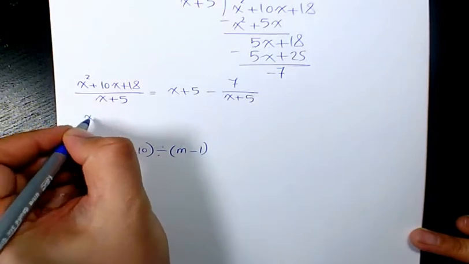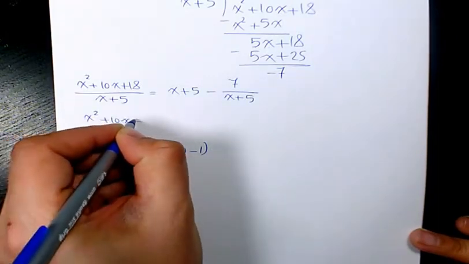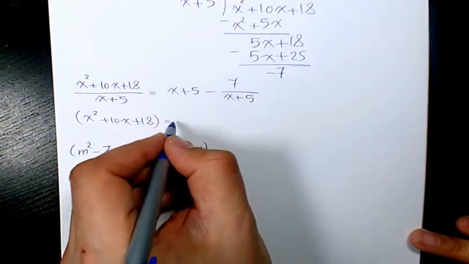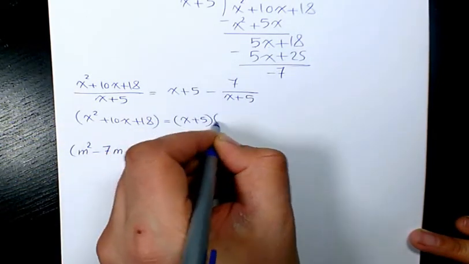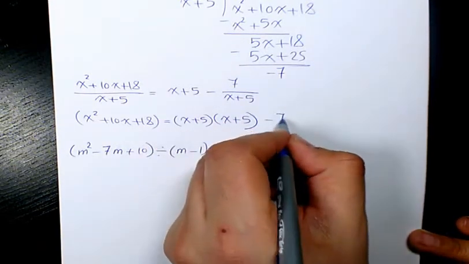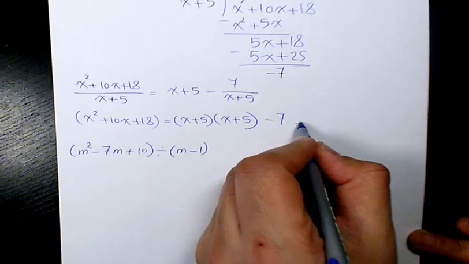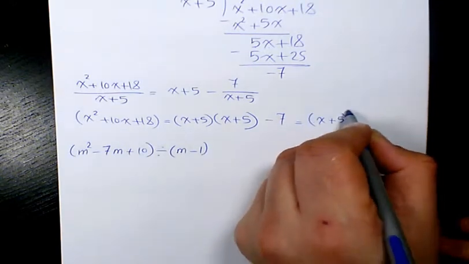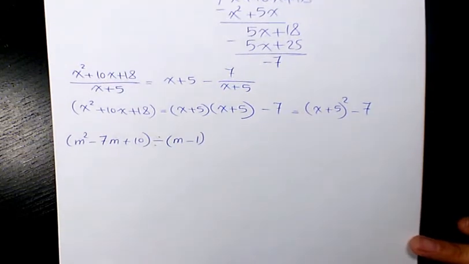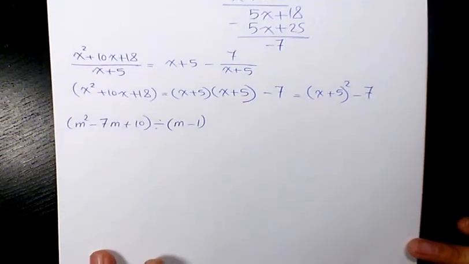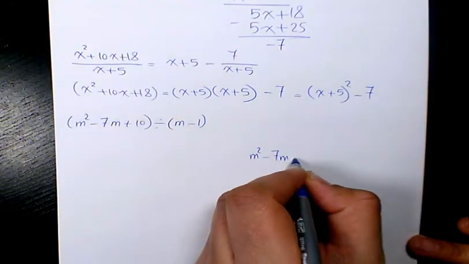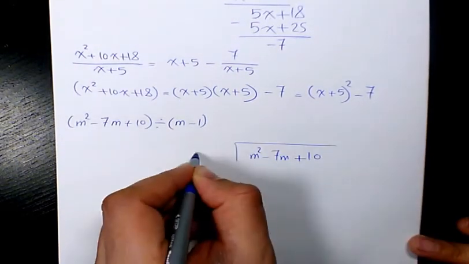Or you can say x squared plus 10x plus 18, you don't need brackets actually, so it's going to be equal to x plus 5 times x plus 5 minus 7. Or you can say x plus 5 to the power of 2 minus 7. Next one. We have m squared minus 7m plus 10 divided by m minus 1.